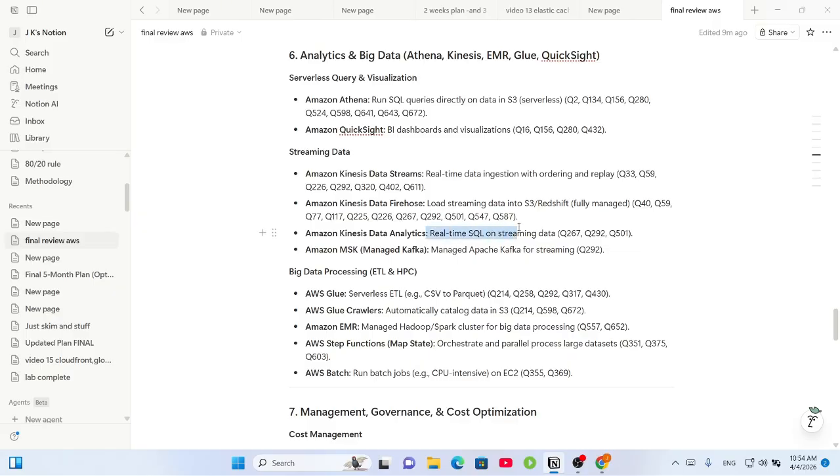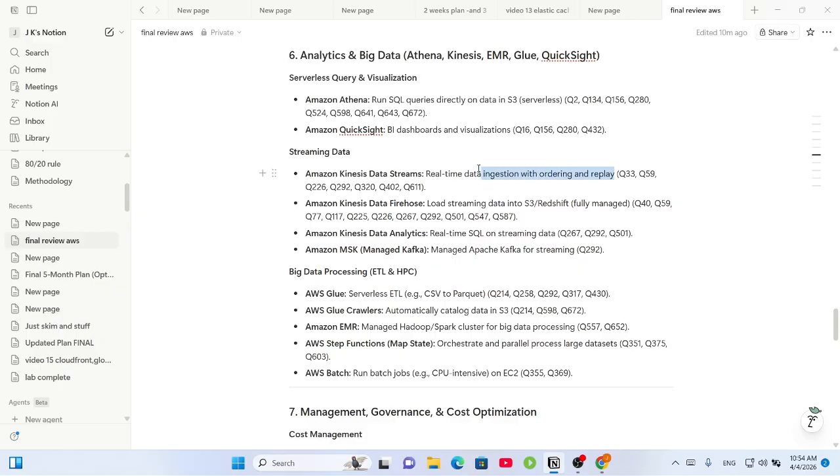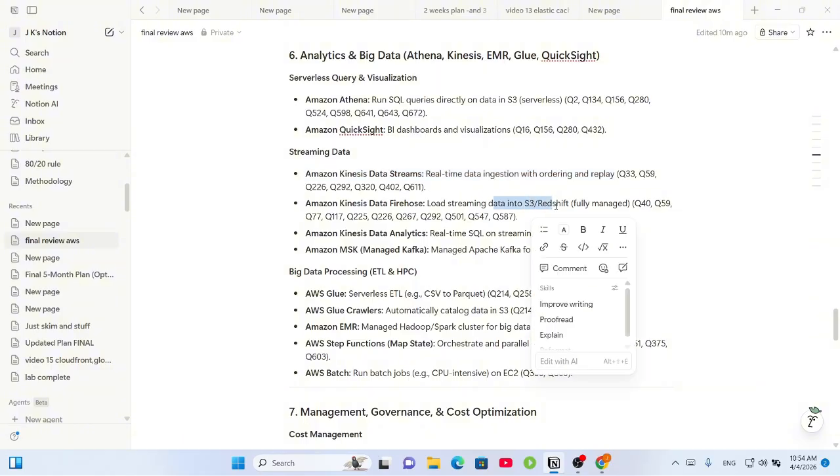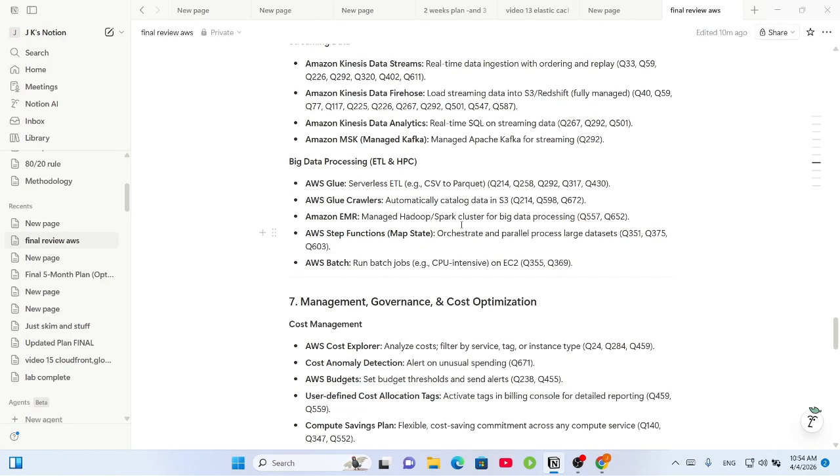Data Analytics, real-time SQL on streaming. Managed Kafka for streaming. Just focus on these two, mostly, because you get a lot of questions coming from those two. Amazon Kinesis Data Streams is real-time data ingestion with ordering and replay. Amazon Data Firehose loads streaming data into S3 or Redshift.